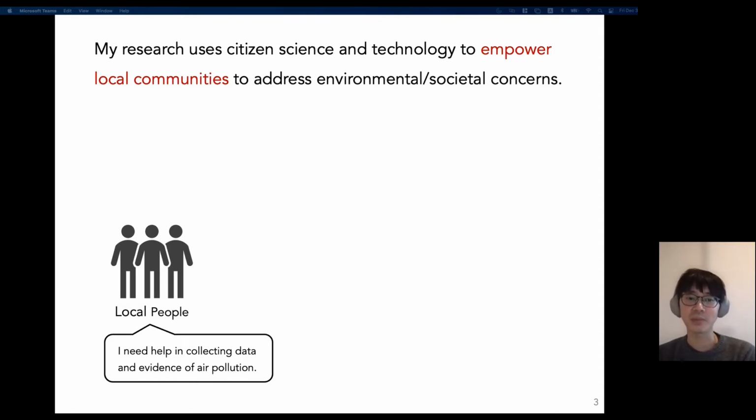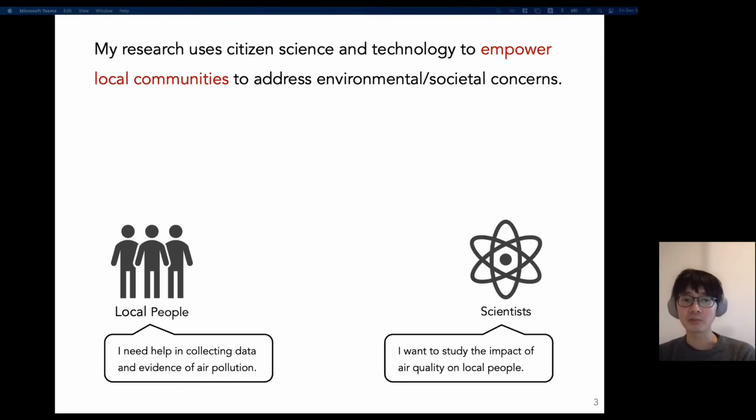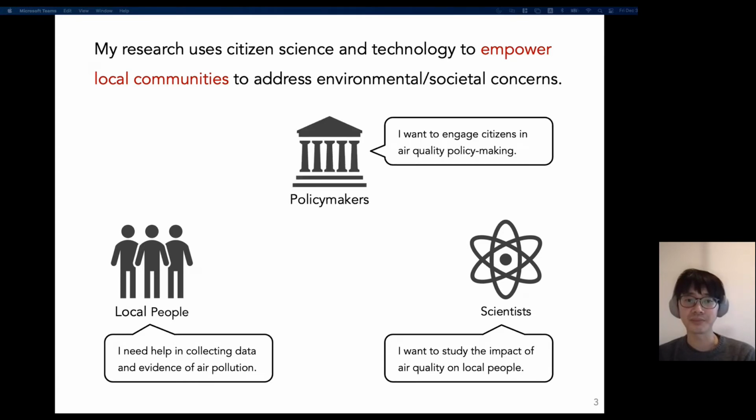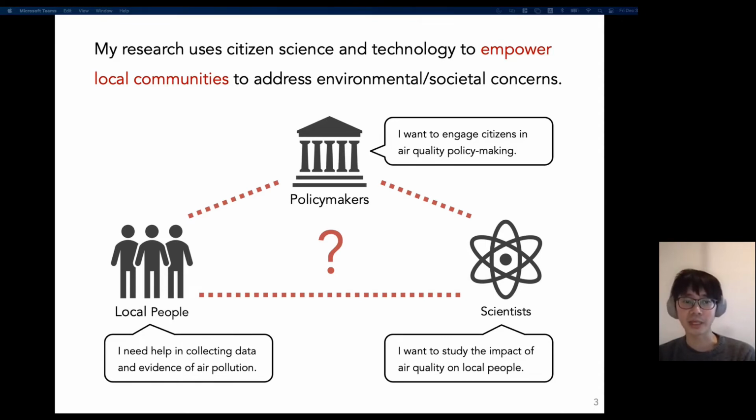This is what happened in Pittsburgh. There are people who have suffered from air pollution issues for decades. And then we have the scientists, typically in the universities. They want to study the impact of air quality on local people, which is like me, a university researcher who wants to study and work with people in addressing air quality issues. There could be policymakers who want to engage citizens in air quality policymaking. And I'm specifically interested in the collaboration mode between them. In this multi-stakeholder environment, how can we use technology and how can we build AI systems together with different stakeholders?